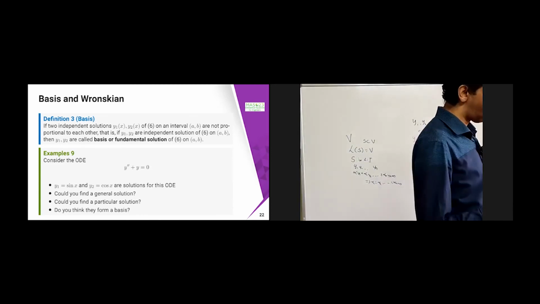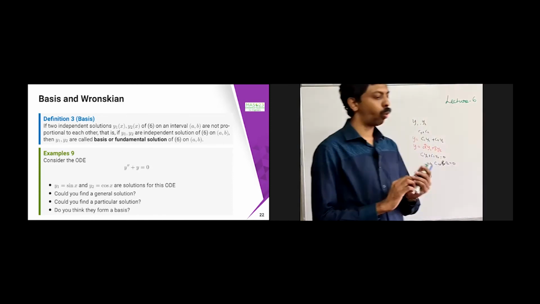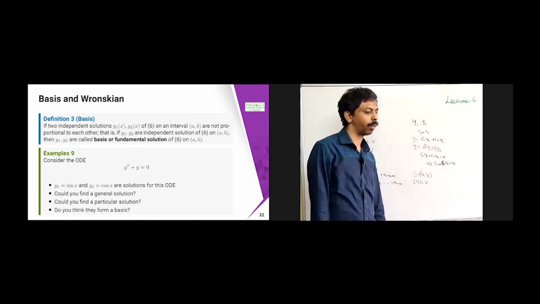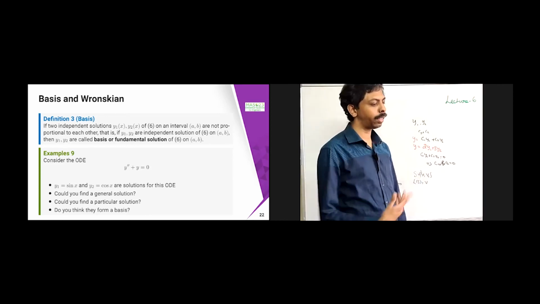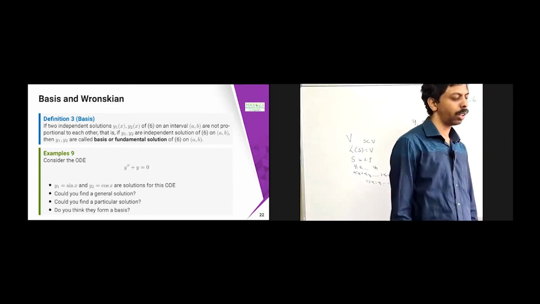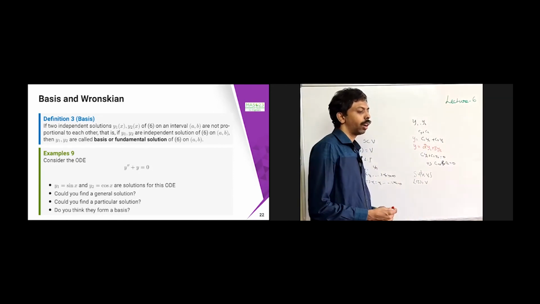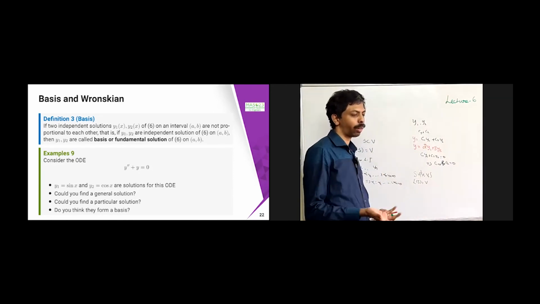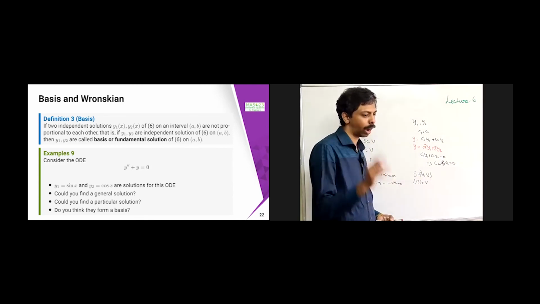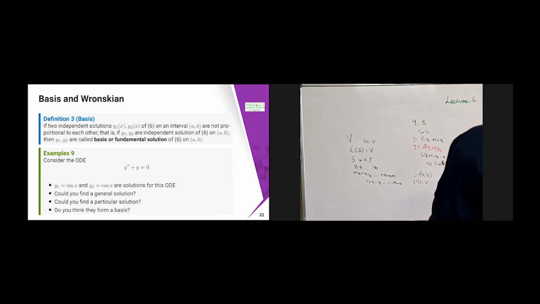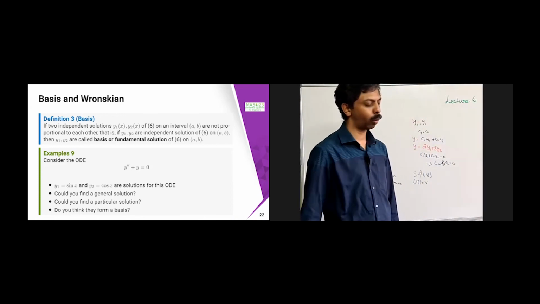So, for example, once again you consider the ODE. y1 equal to sin x and y2 equal to cos x are two solutions of this ODE. Can we find a general solution for this? First question. Second, could you find a particular solution? And third, do you think they form a basis? That means you need to prove that these two are linearly independent. That's the only thing you have to do.